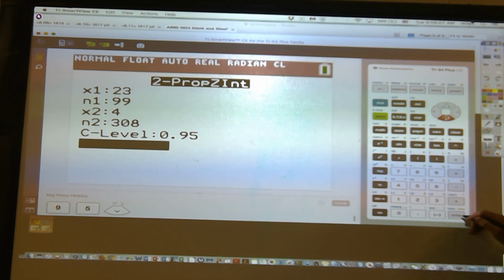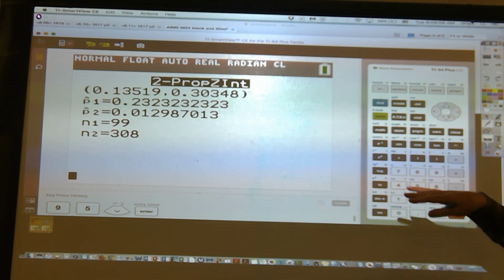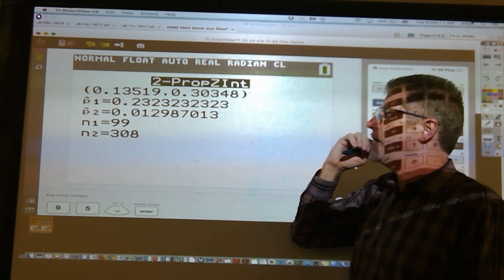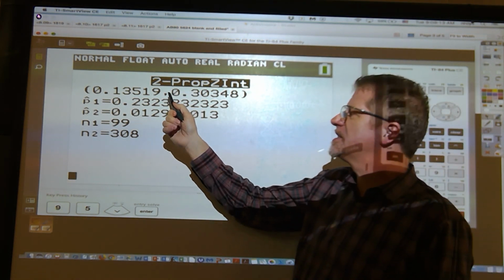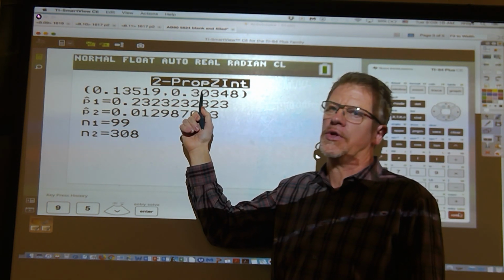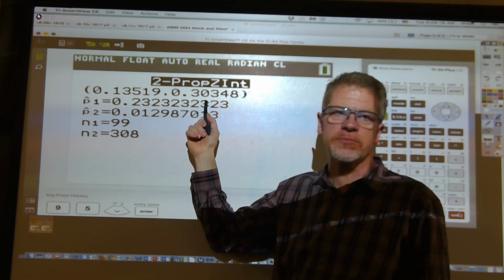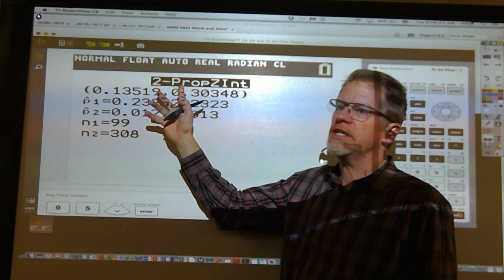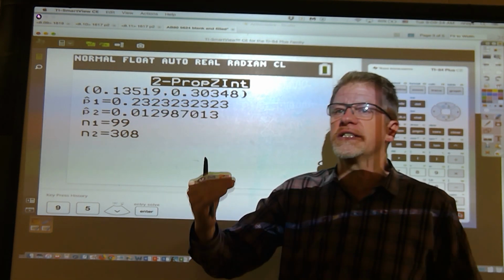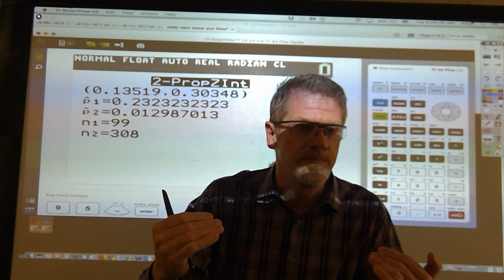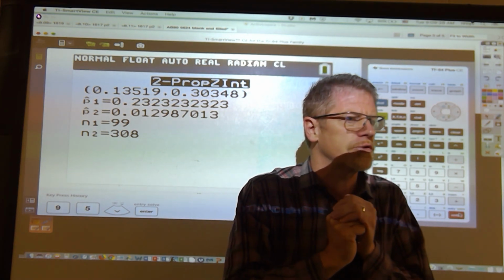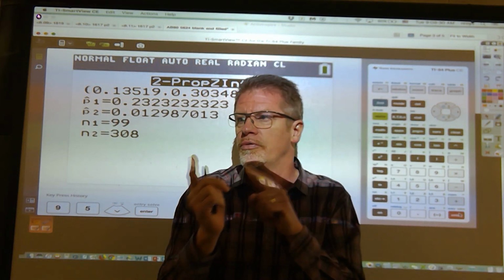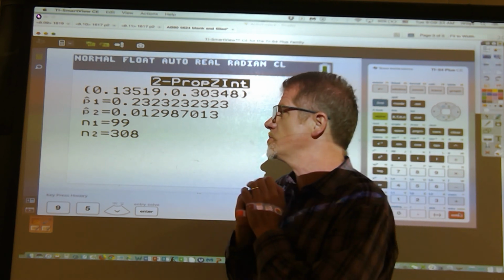So notice that when you press calculate, you get some interesting information. Notice that 0 is not between the ends. The hypothesized difference between the 2 proportions is 0. 0 is not between the ends. So this instantly tells us that since 0 is not contained between the ends, we could reject the null hypothesis that the difference in the proportions is 0.